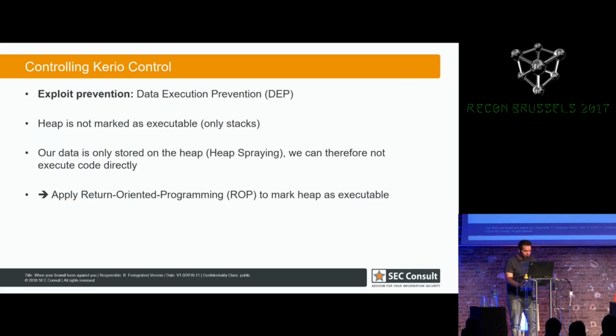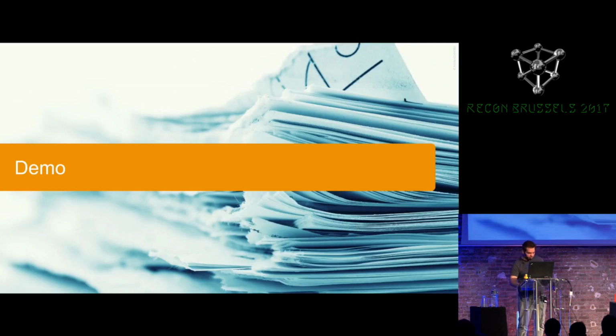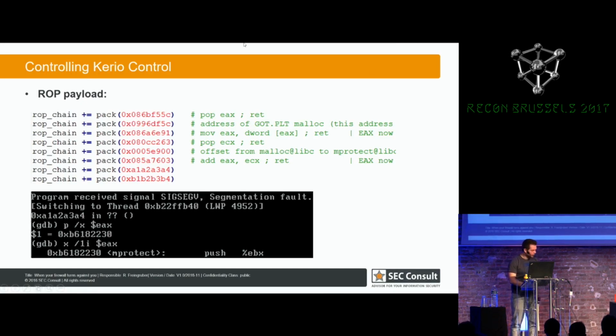The second problem is data execution prevention. That means that your own data will not be marked as executable. I'm just doing here the standard technique with return-oriented programming. So the main binary is 26 megabytes big and is not position independent. That means we can just get, for example, the address of malloc, then calculate the base address to mprotect and just call mprotect. So for example, this is the ROP chain which I'm using here to obtain the address of mprotect, and then I'm just calling mprotect to make my own code executable.